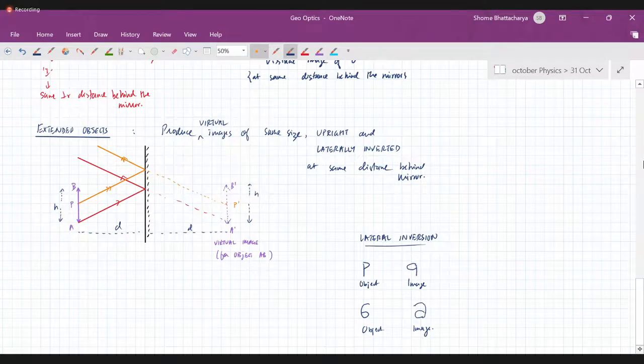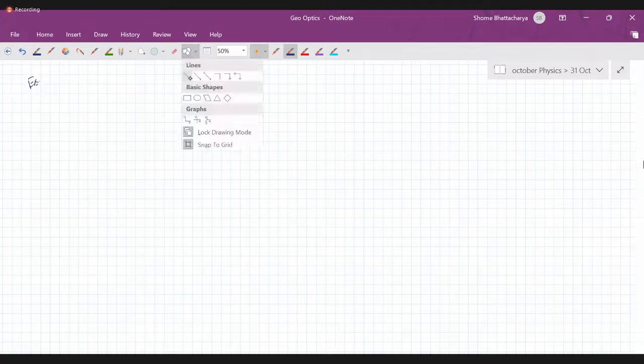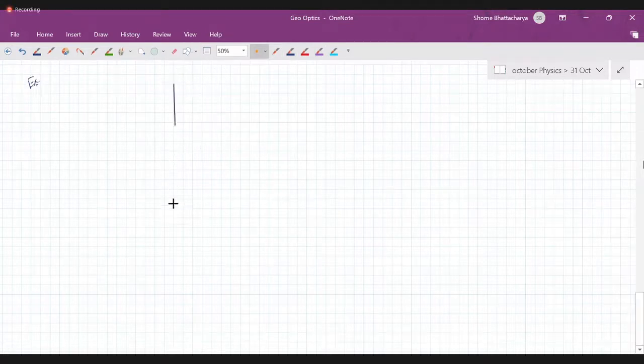So let's look at a typical application example type of question. So can you show the above diagram for a second? Yes. Yes, sir. Just a moment.